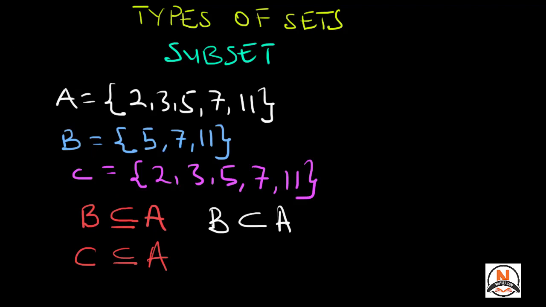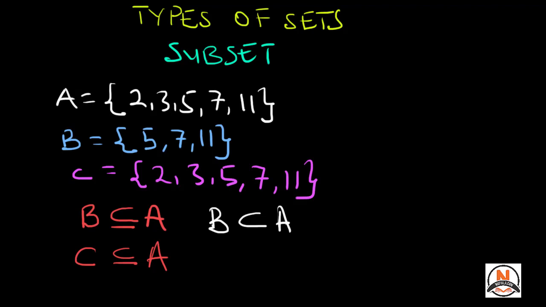Now let's just mention one other thing about subset. Looking at set C, you can see that it is just the same as set A. So if set C is a subset of set A, then that tells us that set A will also be a subset of set A. Yes, and that is a general principle: every set is a subset of itself.